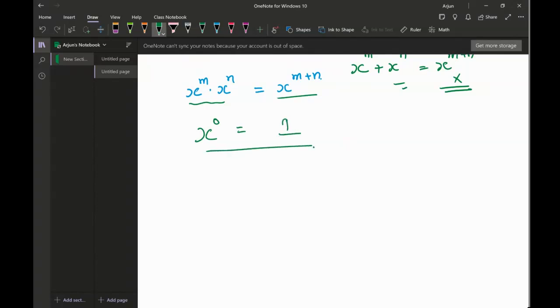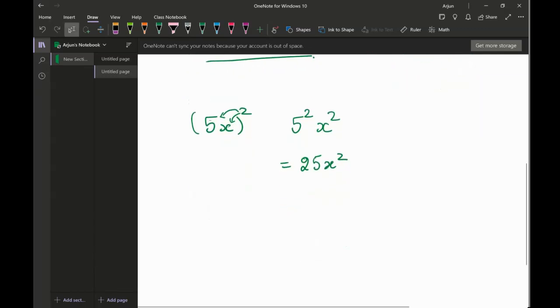All right. So now, if the question given to me is, let's say, 5x raised to the power 2, I wanted to simplify this one. So what I'm going to do is, I'm going to distribute 2 with the 5 and 2 with the x also. So this will become 5 raised to the power 2 and x raised to the power 2. And the final answer will be 25x raised to the power 2 for this question.